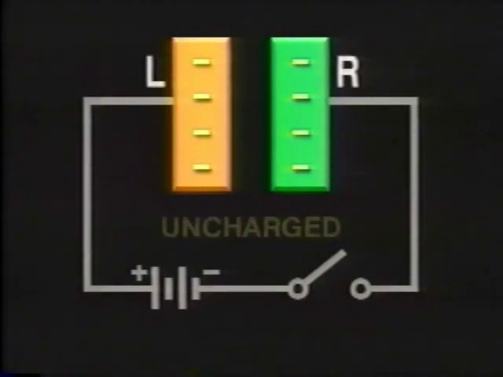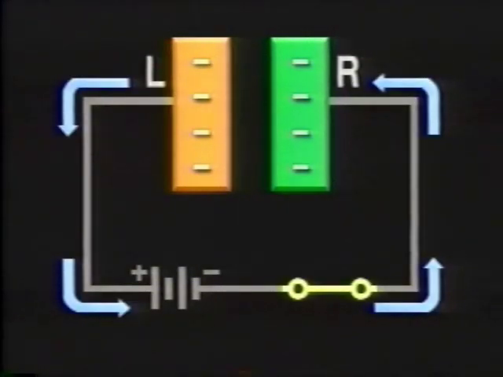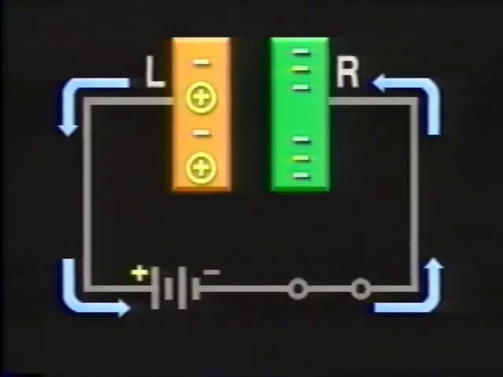But when the switch is closed, the battery voltage causes electrons to flow in the circuit. The positive terminal of the battery will attract free electrons from the capacitor plate on the left, labeled L. At the same time, an equal number of free electrons are deposited on plate R on the right. As plate L loses electrons, plate R gains electrons. Plate L becomes positive with respect to plate R because it has a deficiency of electrons.